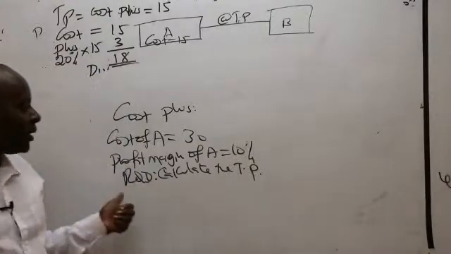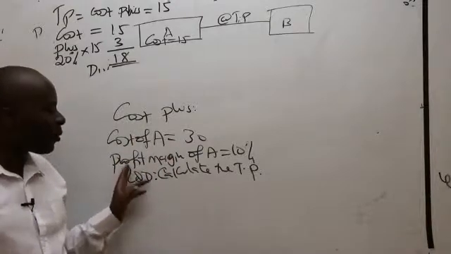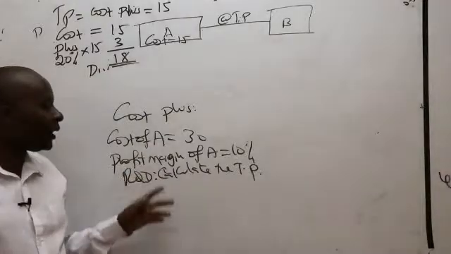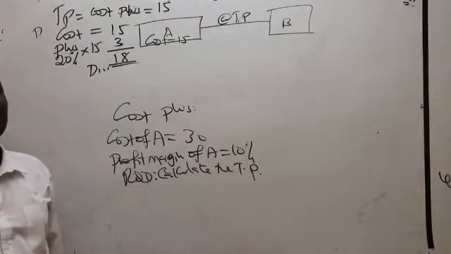Okay, so come back here. They have given us the cost of A very nicely. Then we have a profit margin of 10%. And then they want us to calculate the transfer price using cost plus.